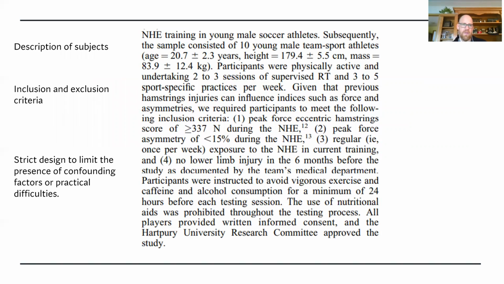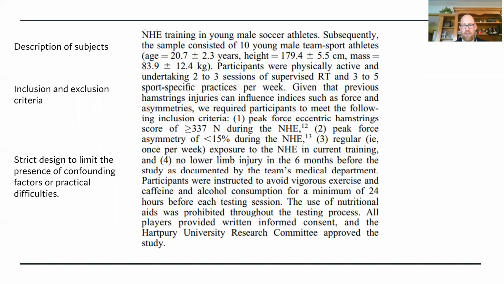Ultimately, what we need to look at in their method section, in order to determine the quality of the study, is whether they have a description of subjects, which they do. Right at the top, it says the sample consisted of 10 young male team sport athletes. They give us a mean age with a standard deviation, and also height and mass. Participants were physically active, undertaking 2 to 3 sessions of supervised resistance training and 3 to 5 sport-specific practices per week.